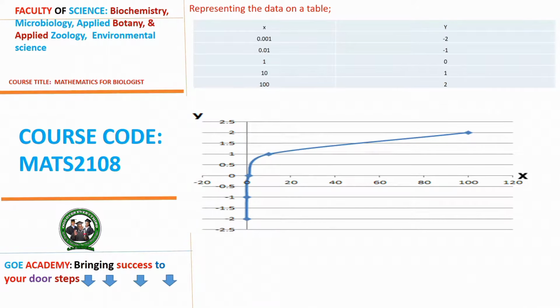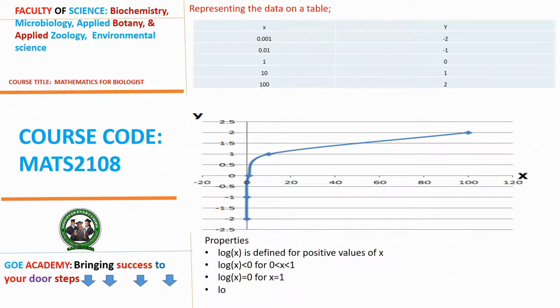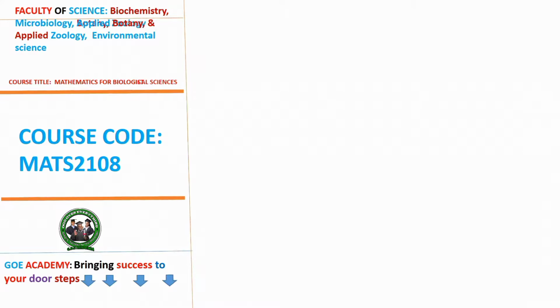Good. So the properties are slightly the same as those of ln. Log x is also defined for positive values of x. So we have log x less than 0 for x between 0 and 1, log x equals 0 for x equals 1, and log x greater than 0 for x greater than 1. Now let's look at some other examples.